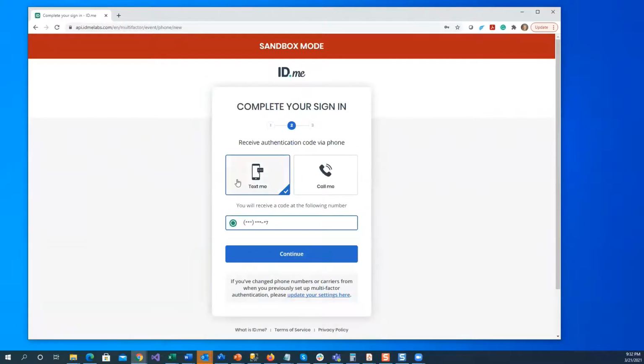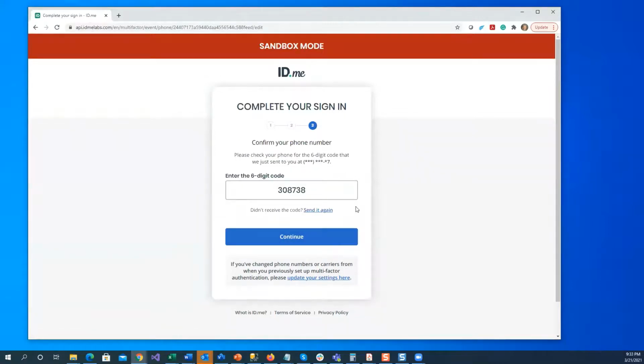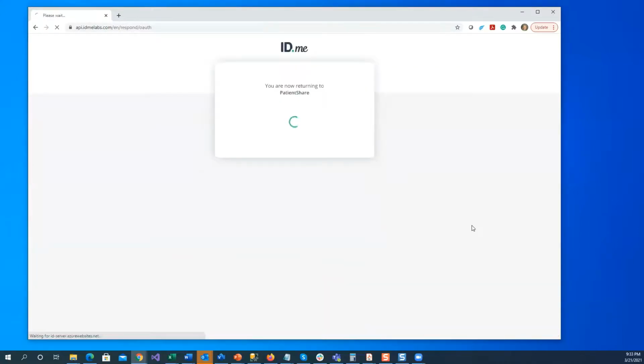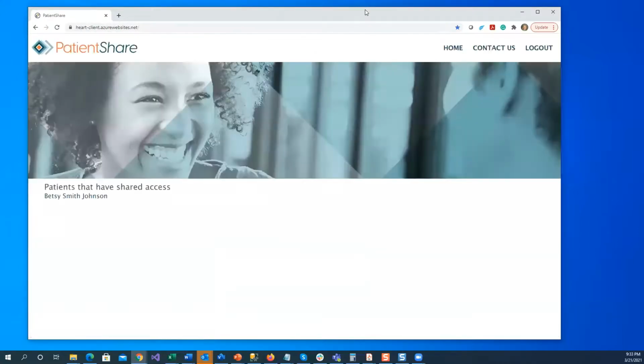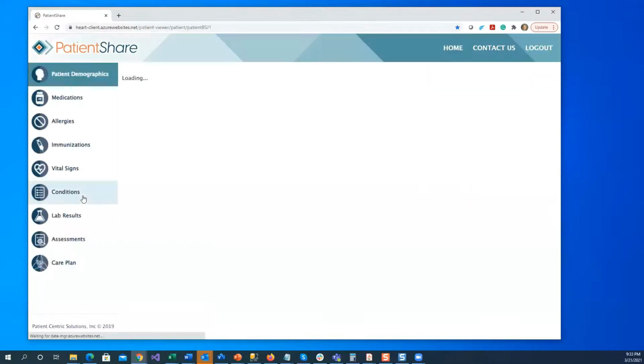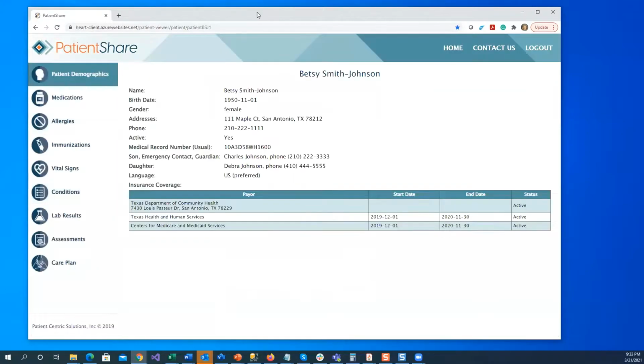And he's going to elect to have his multi-factor authentication sent to him by text. So he's going to continue on here. He receives this code in his text and enters it into this box, continues on, and logging in is just that easy. And now he has access to his mother, Betsy's data.